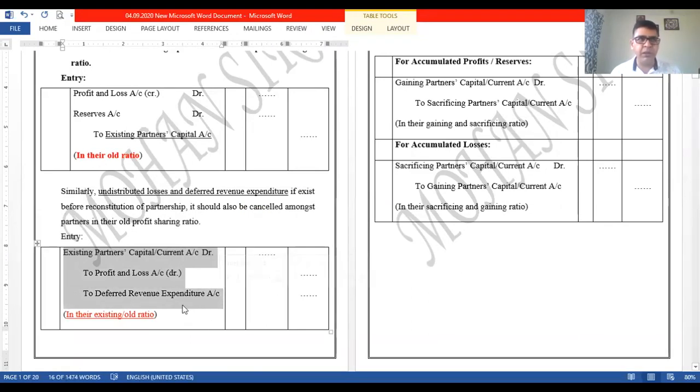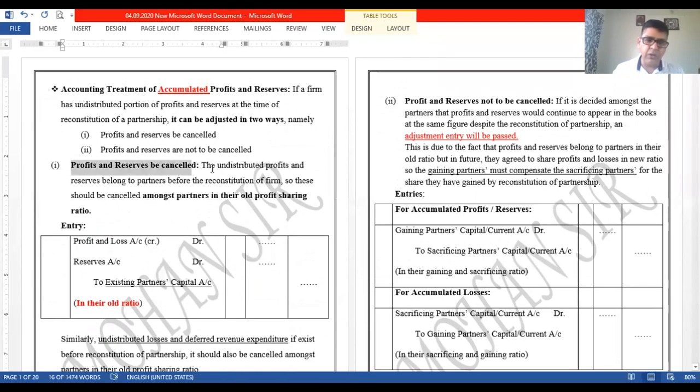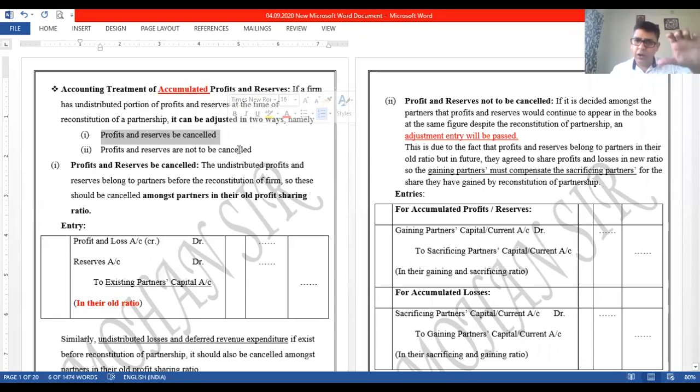Deferred revenue expenditure may be in the form of the advertisement suspense account, advertisement campaign account, or the words deferred revenue expenditure itself may be there. These all have debit balances, so we need to close these accounts. Let us credit those accounts and debit partners' capital or current as the case may be, right? So this is case one, wherein the partners have decided to close these accounts. Profits and reserves are to be cancelled.